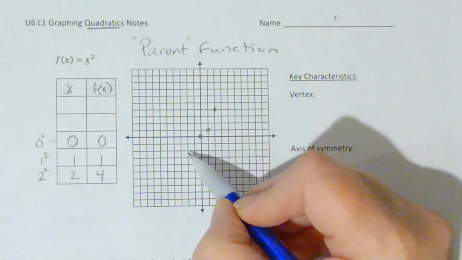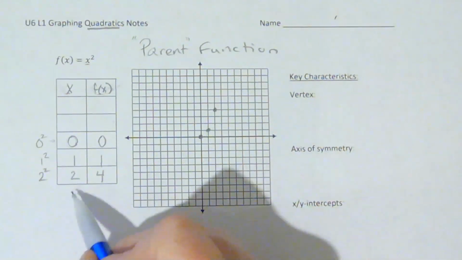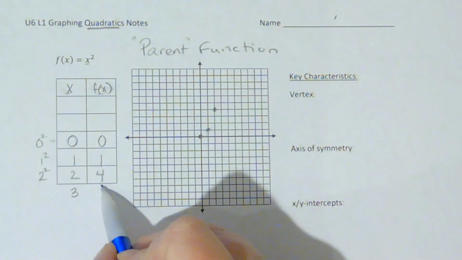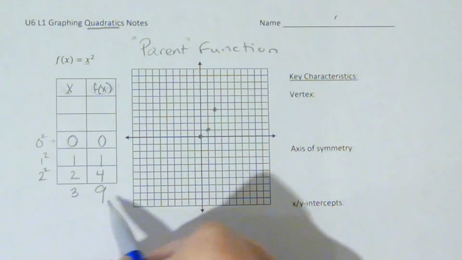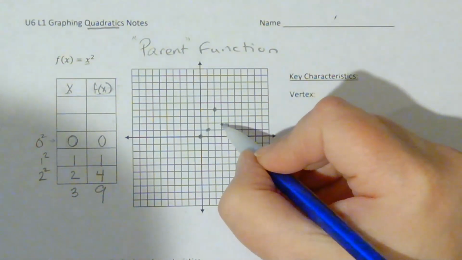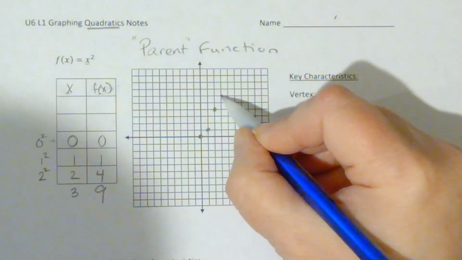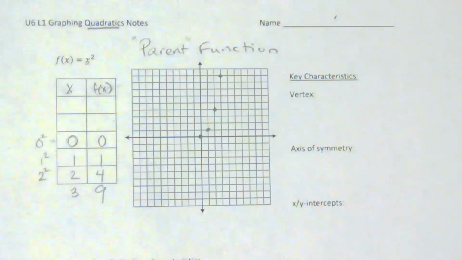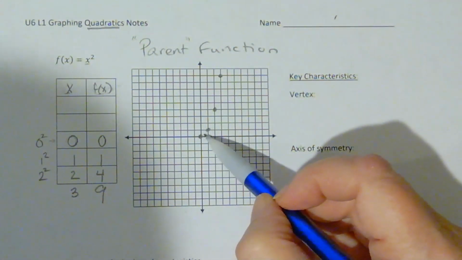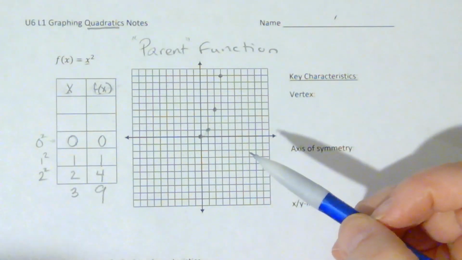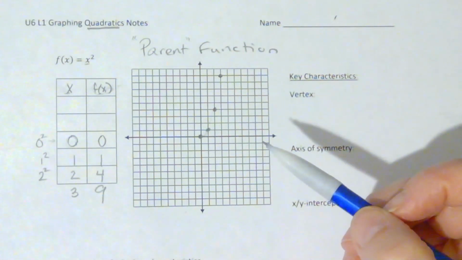We could keep putting values in for x. For instance, we might want to put 3, and if we did, the output would be 3 squared, which is 9. So I would have a point at 3, 9. Okay, let's look at what happens. You can see how this isn't linear. There's a rate of change of 1, but from here to here it is not 1. So this does not have a constant rate of change, so it can't be linear.